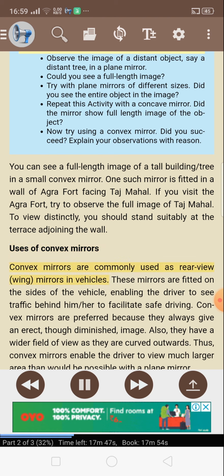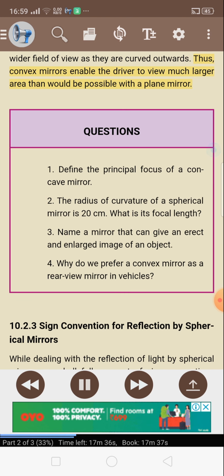Uses of convex mirrors. Convex mirrors are commonly used as rear view, wing mirrors in vehicles. These mirrors are fitted on the sides of the vehicle, enabling the driver to see traffic behind him, to facilitate safe driving. Convex mirrors are preferred because they always give an erect though diminished image. Also, they have a wider field of view as they are curved outwards. Thus, convex mirrors enable the driver to view much larger area than would be possible with a plane mirror.